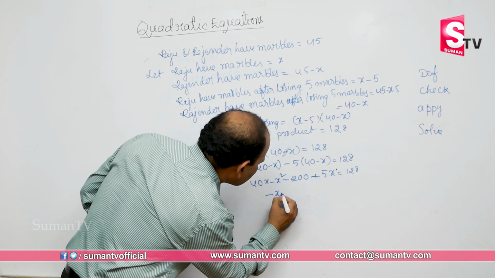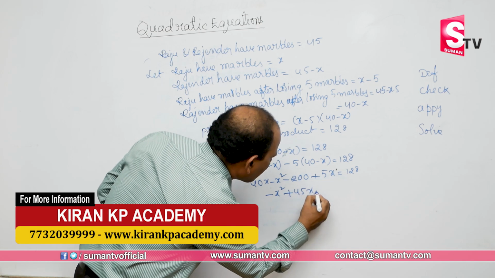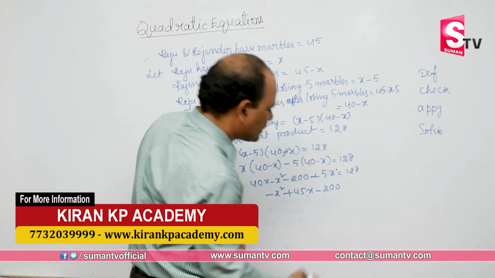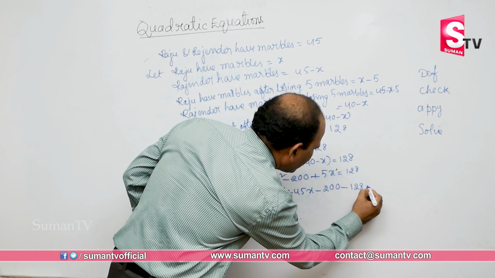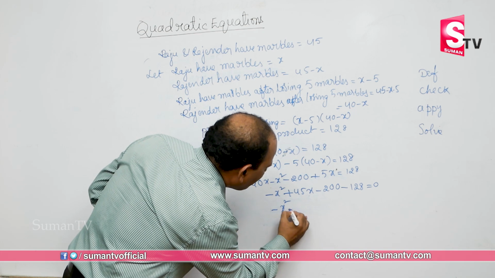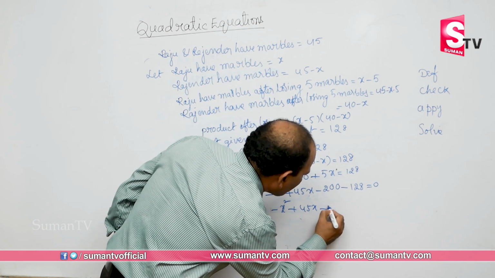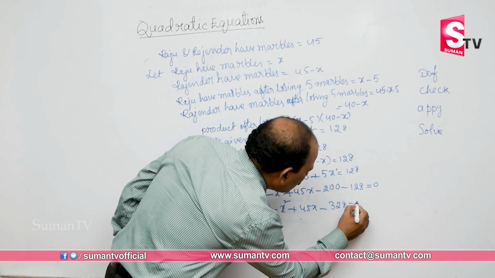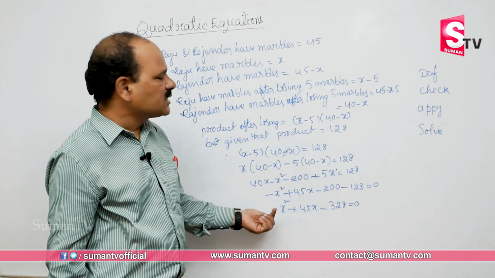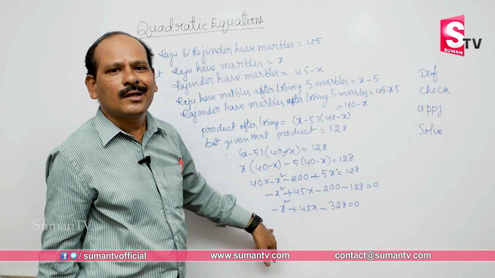Now minus X squared, 40X plus 5X that is 45X, minus 200. Bring the 128 to the left side. Now it will become minus 128 equal to 0. Minus X squared plus 45X minus 200 minus 128, that is minus 328, is equal to 0. Now we got the quadratic equation form. Like this, problems can be simplified by using the quadratic equation.